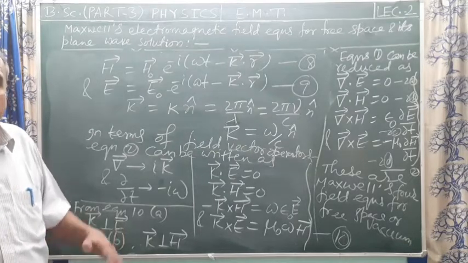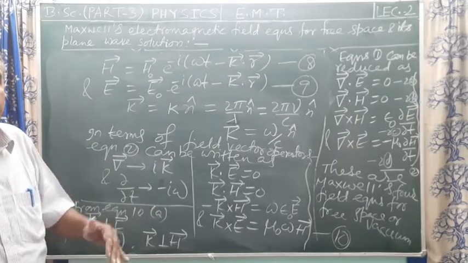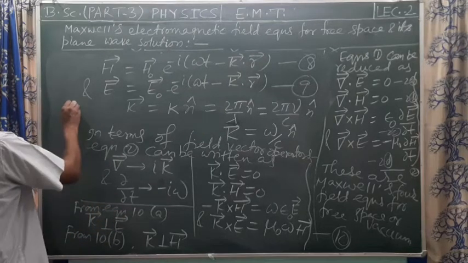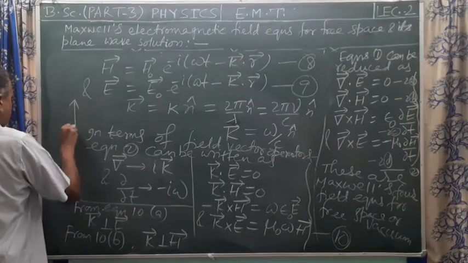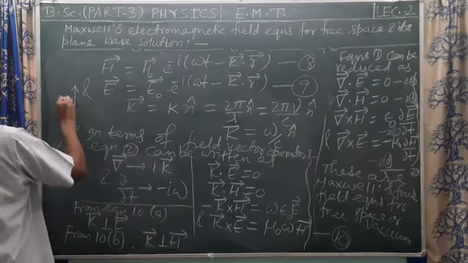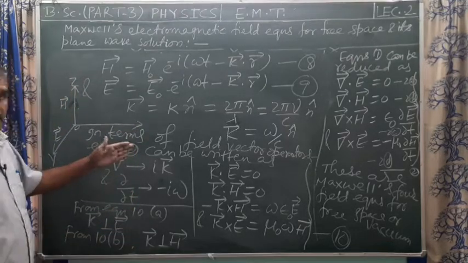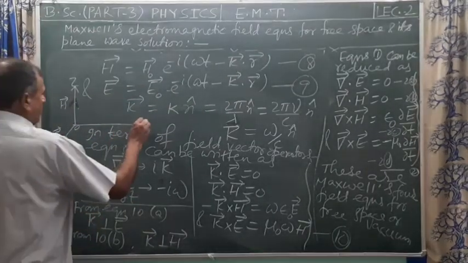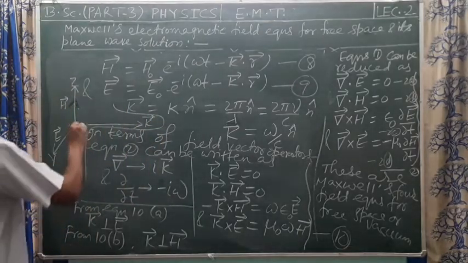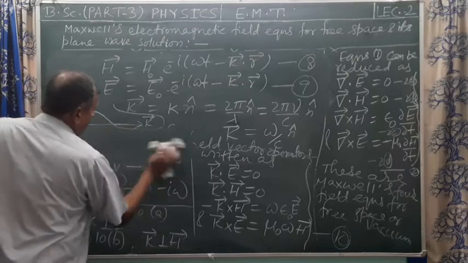That is, the electromagnetic wave is perpendicular to both the electric field vector and the magnetic field vector. So it is clear that the electromagnetic wave is perpendicular to both. Suppose the magnetic field vector H vector is directed along the z-axis and the electric field vector along the y-axis, then the propagation of the electromagnetic wave is along the K vector. So the K vector propagation vector is perpendicular to both E vector and H vector, and the electromagnetic wave propagates along the direction of the K vector, that is, the propagation vector.